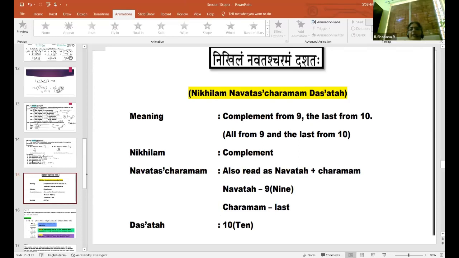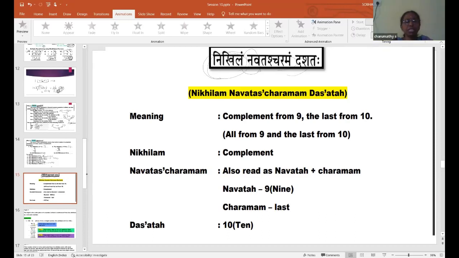Dasha, again, you all know, is 10. So Nikhilam means you complement. We all saw how Nikhilam is called the complement. So complement from which number? Nava, which means 9. You complement from 9. Charamam in Sanskrit means last. So the last digit you complement from Dasa, which means 10. All other digits you complement from 9. The last one you complement from 10.